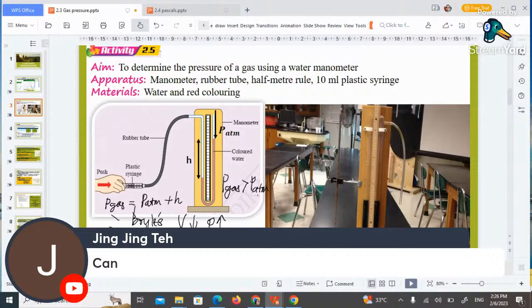Okay, if P gas is lower than atmospheric pressure, it means P gas equals atmospheric pressure minus H. Okay, minus. So that is the case. You all check the level. Okay, so if this level is lower than this side, it means the pressure is higher. So how to get the gas pressure? You just add H.